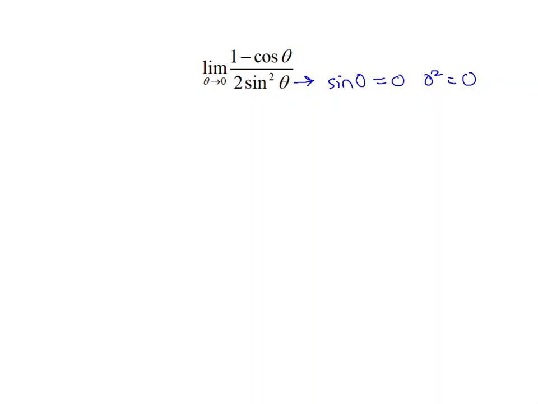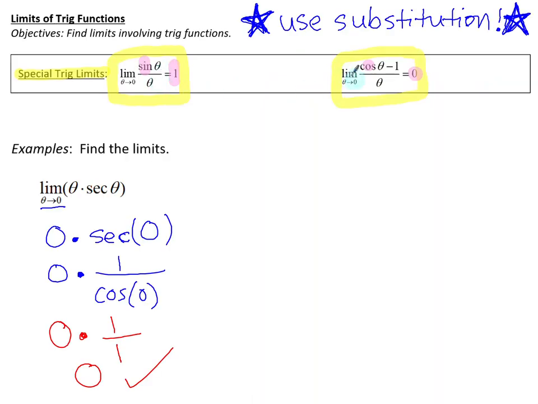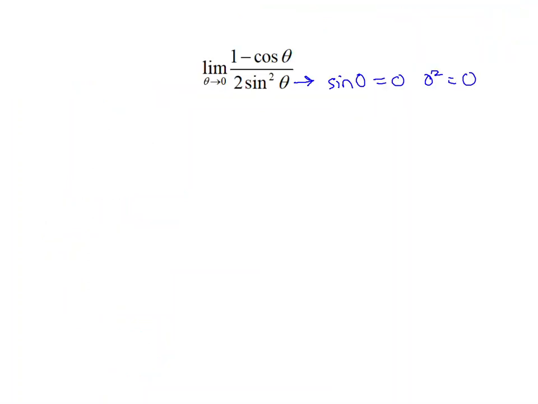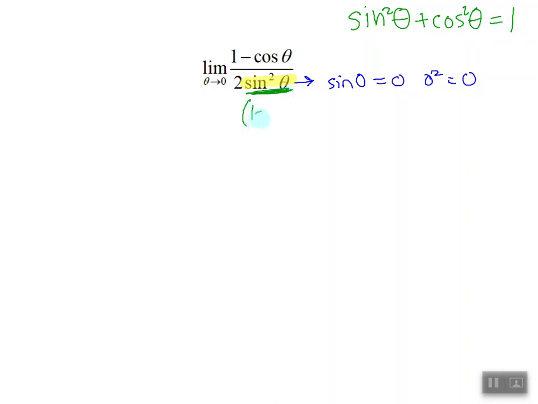Now, just because we know these special trig limits that we talked about at first doesn't mean we're always going to have to use them. We have to sometimes be creative and think of our identities that we know for trig functions, such as when I see sine squared theta, it reminds me of the identity sine squared theta plus cosine squared theta equals 1, the Pythagorean identity. So sine squared theta can be changed into 1 minus cosine squared theta.